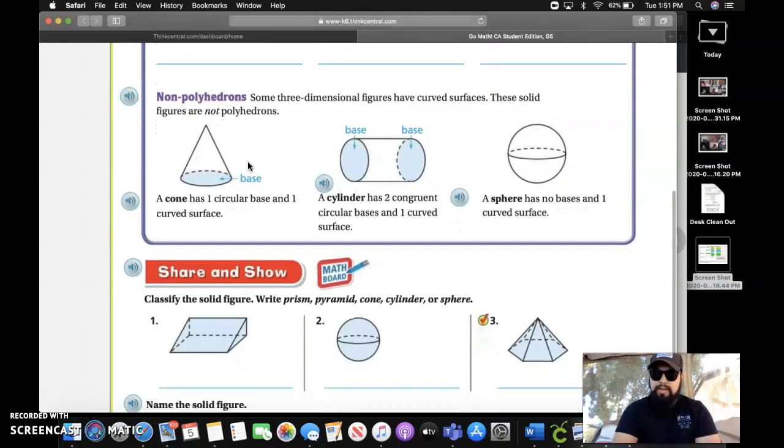Okay, you know that they have either one or two bases. Those tell you if it's a prism or a pyramid. And then the shape tells you, well, what kind? How do I classify this prism or pyramid?